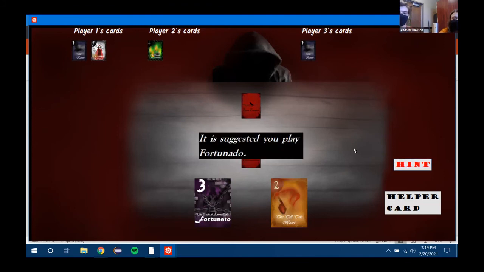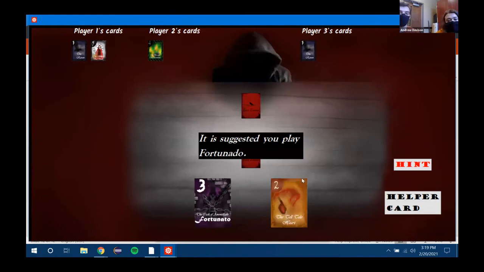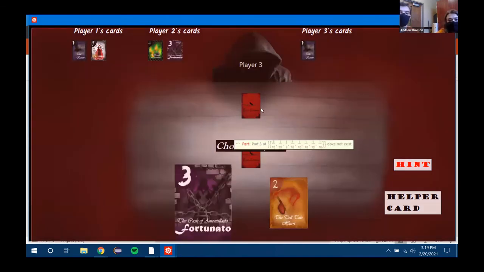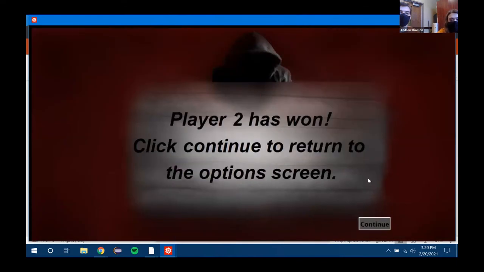So I'll use a hint here, and it's suggesting I play this one, which I'm guessing is because the highest value is knocked out, and I have a fairly low card. So I'll play this player 3, and there we go. I won. Since Morgan had the lower card, the AI gets knocked out and Morgan wins the game.